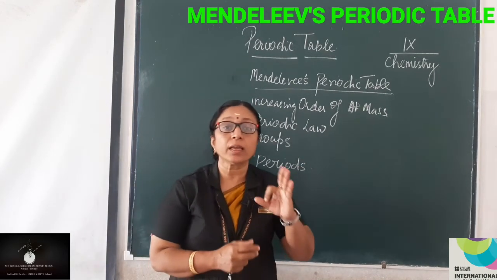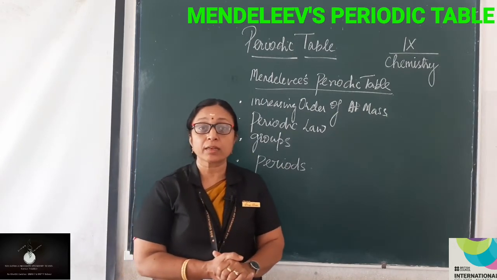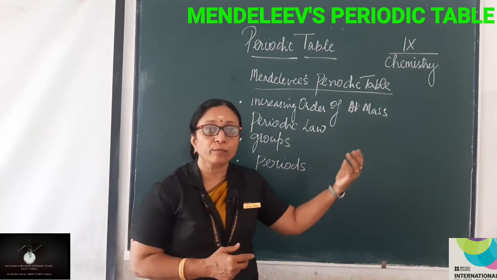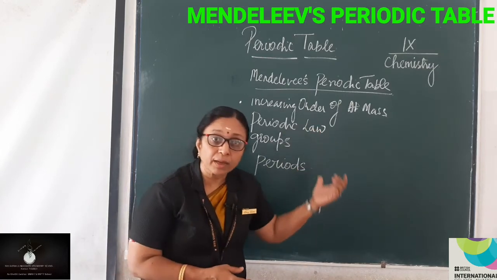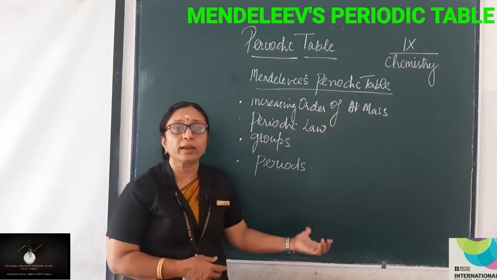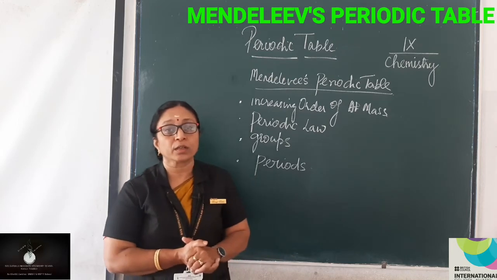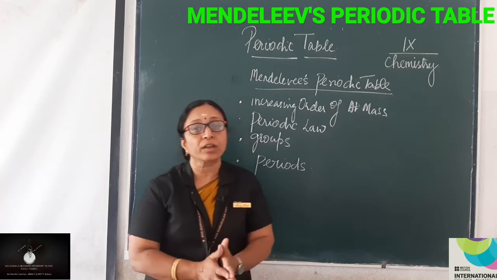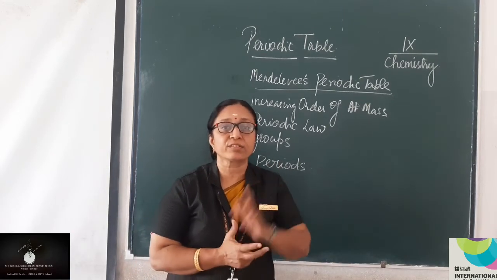There were 3 important merits in Mendeleev's periodic law. What were the 3 merits? Merit number 1. When elements are arranged in the increasing order of the atomic masses, it was seen that elements coming under one group, there were 8 groups, right? So each group's elements exhibited similar physical as well as chemical properties. So the study of elements in chemistry was much easier for other scientists. So that is the first merit.